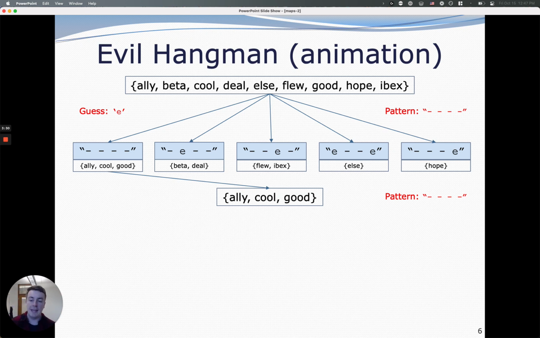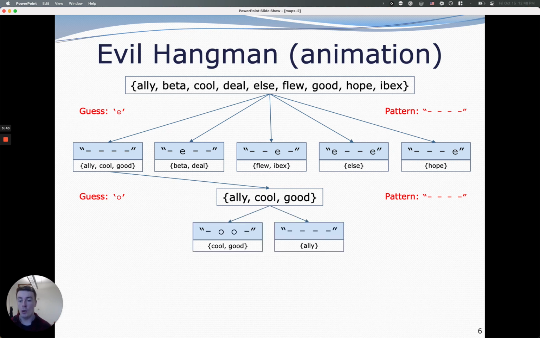Okay, so now the user might guess again. Say they guess the letter O. Well, we just do the same process again. We go through each word in the dictionary. Right now it's just ally, cool, good. And we make patterns based off whether or not an O would be present. Ally would end up with no O's, so it's just the pattern dash dash dash dash. While cool and good both follow the pattern dash O O dash. And so since cool and good has the larger set of words, we'll tell the user that the pattern is dash O O dash.